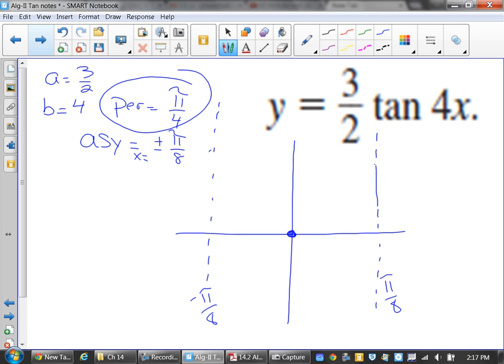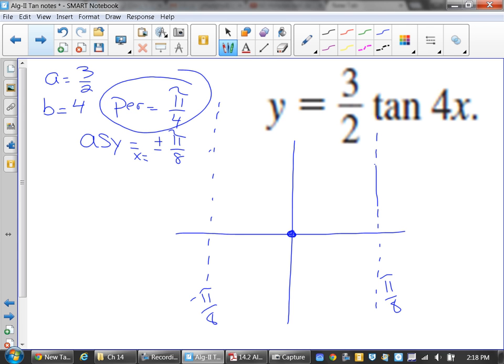Because your period is found by pi over b. When we had y equals tangent of x, the period was pi. When we did sine and cosine, we used 2 pi, and now we're using pi instead. Because tangent only repeats every pi interval, as opposed to sine and cosine, which repeat after 2 pi. You have to go completely around the circle to repeat. With tangent, you can't go all the way around because you have vertical asymptotes.